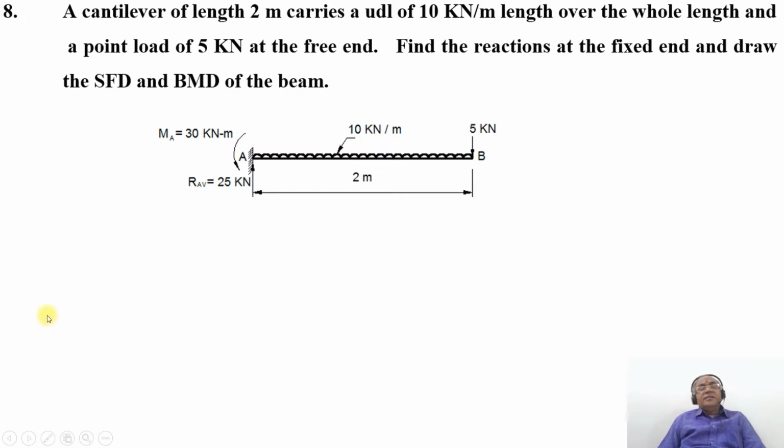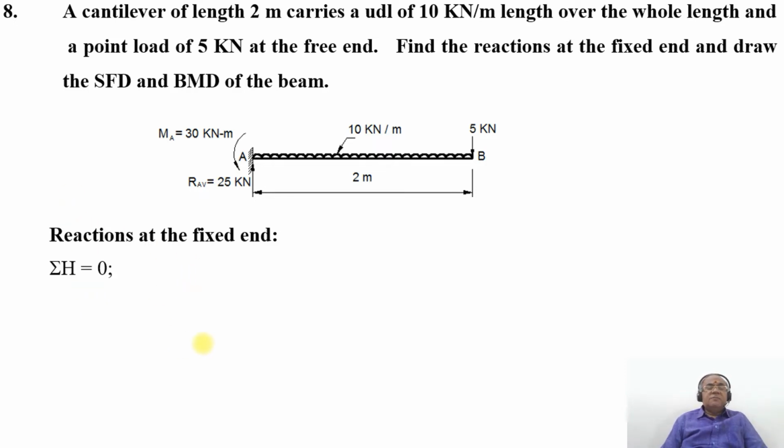So when he is considering this, first we need to find out the reactions at the fixed end. So what are all the reactions at the fixed end? We have the horizontal load, the vertical load, and the reactive couple or the reactive moment. When you are considering that, as there is no horizontal load acting on the beam, sigma H will be equal to 0. That is, RAH will be equal to 0.